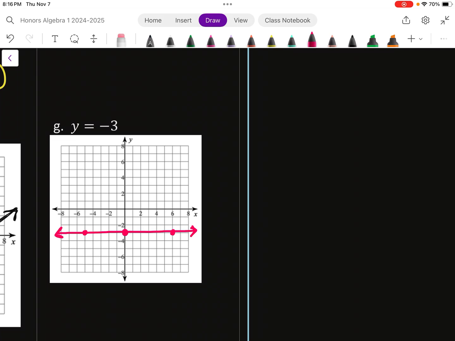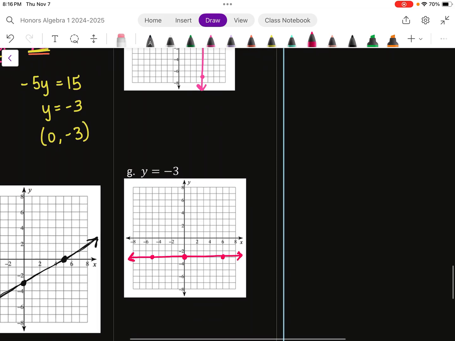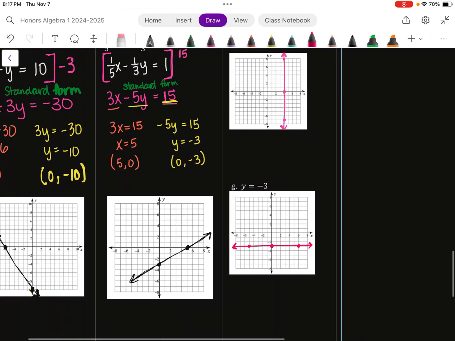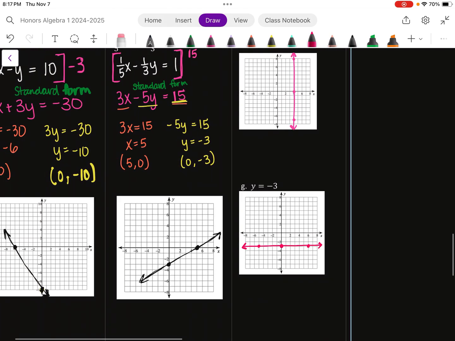And that doesn't really have a constant rate of change. We'll learn more about what that slope is down the line, but it is considered a constant function. Constant linear function. It's just a constant number.